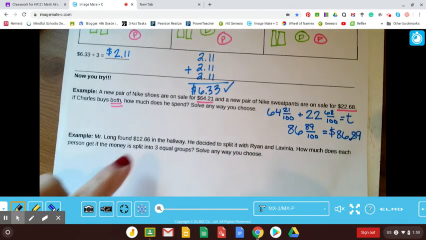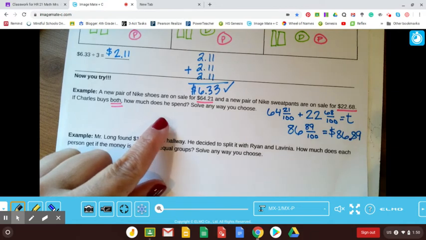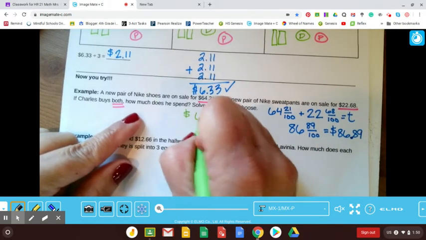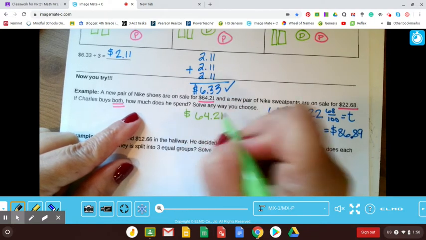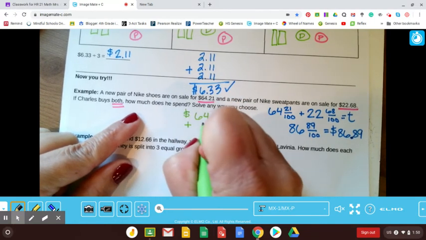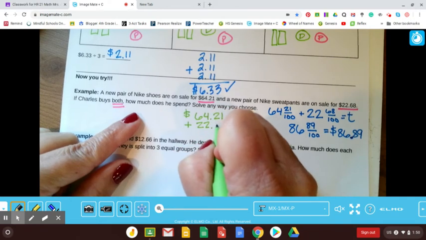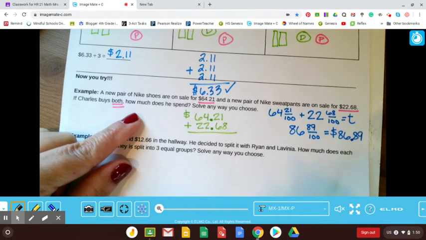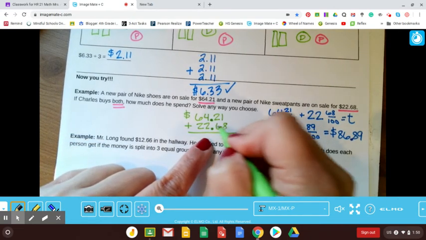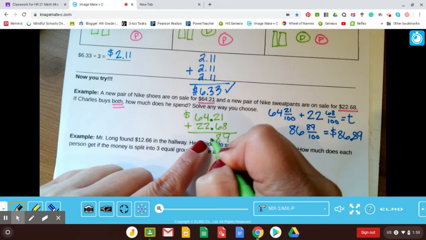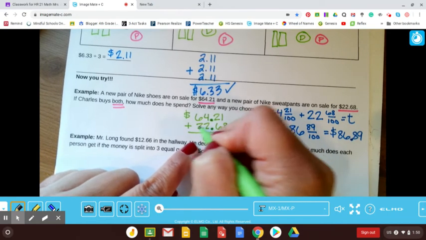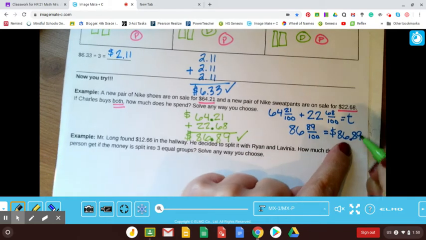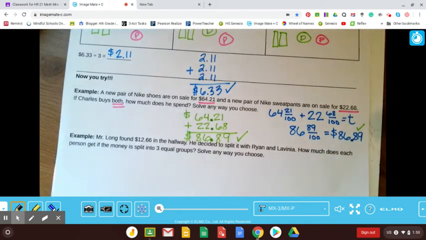All right. Another way that I could solve that same problem, and this is probably the way that most of you chose to solve it, is to use the standard algorithm. So 64.21 plus $22.68, making sure those decimal points are nicely lined up. 8 plus 1 is 9, 6, 7, 8. Bring down that decimal point. And we also get 86.89, and we are good to go.